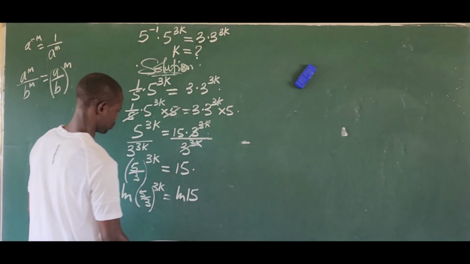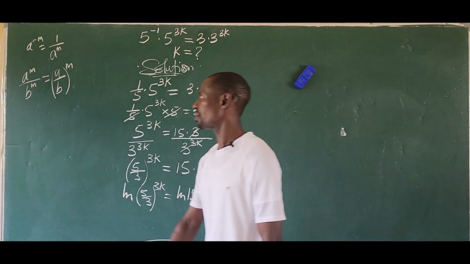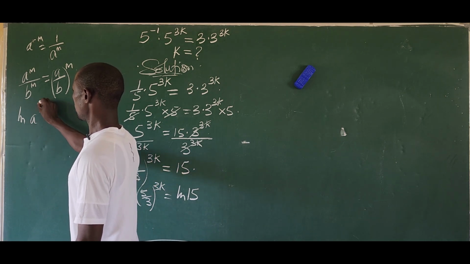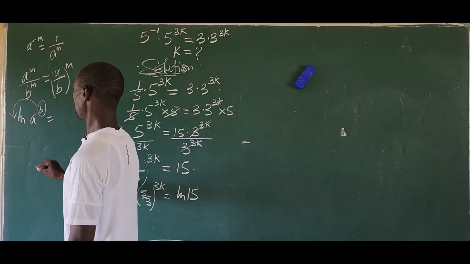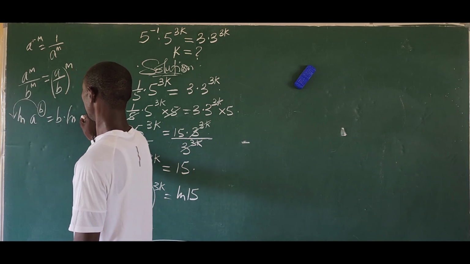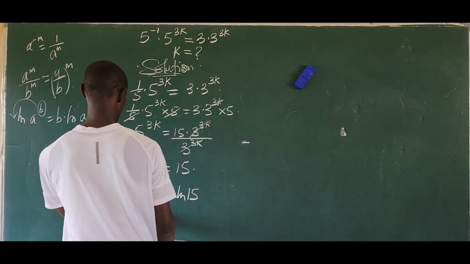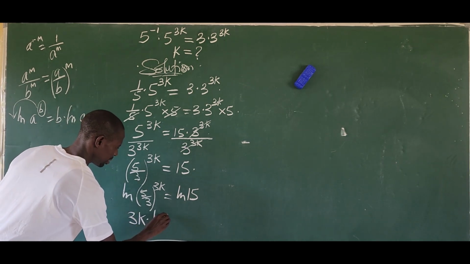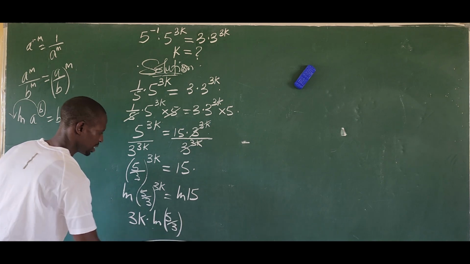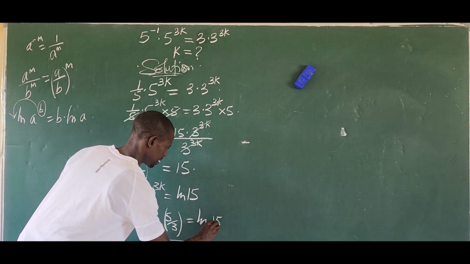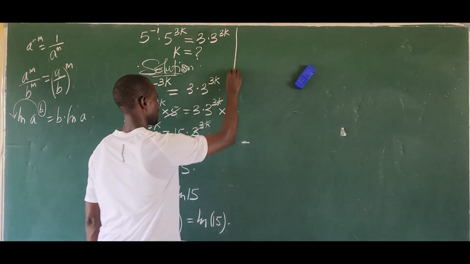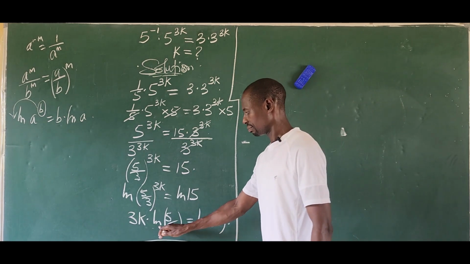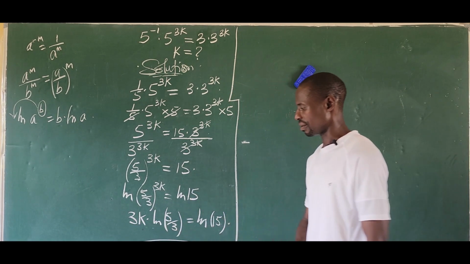Good. So we apply a law of logarithm, which says that when you have ln of a to the power of b, you move the exponent back to give b times ln of a. So we move this exponent back here, giving 3k times the ln of 5 over 3, in brackets, equal to the ln of 15. Now let's continue. We're looking for k, and not 3k.